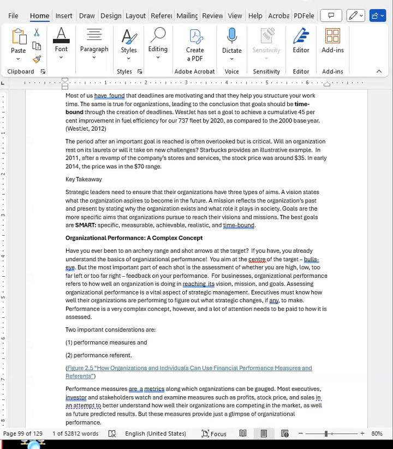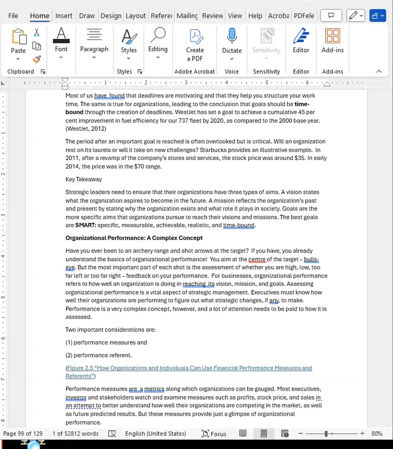A vision states what the organization aspires to become in the future. A mission reflects the organization's past and present by stating why the organization exists and what role it plays in society. Goals are the more specific aims that organizations pursue to reach their visions and missions. The best goals are SMART: specific, measurable, achievable, realistic, and time-bound.